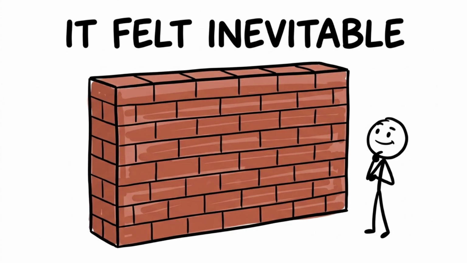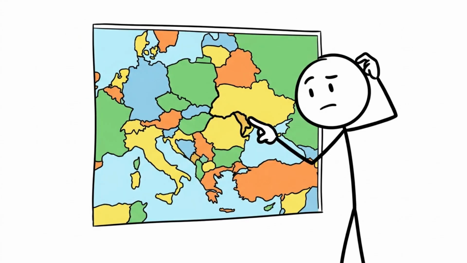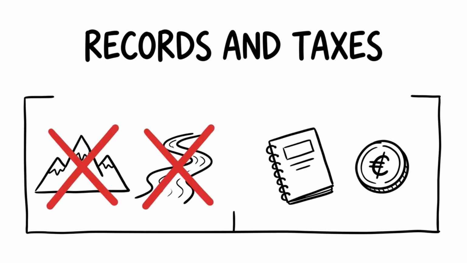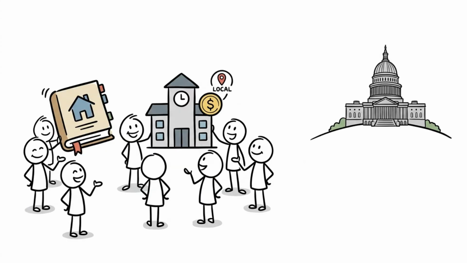The next time you look at a map and wonder why the borders sit where they do, remember that the answer is rarely about mountains or rivers. It is almost always about who was keeping records, who was collecting taxes, and who those records and taxes trained people to think of as their government, centuries before anyone thought to ask whether it could have been drawn any other way. There is one more piece of this story worth sitting with.